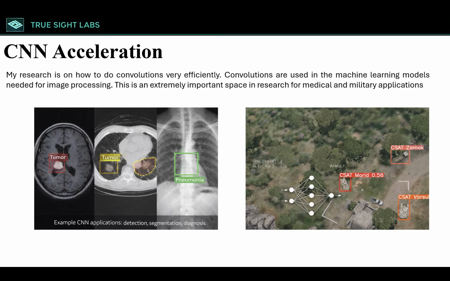This is an extremely important space in research for both medical and military applications because it allows you to detect any object, whether it be a tumor or an enemy vehicle. These models are really useful because they can often outperform human beings at a fraction of the time. This is extremely important in mission-critical environments, such as in determining if a patient has a dangerous disease or in determining if there is an enemy present.